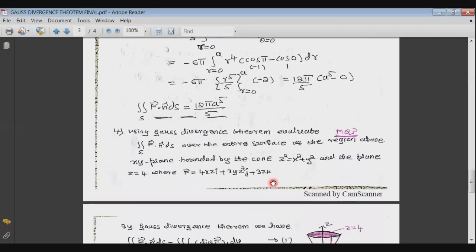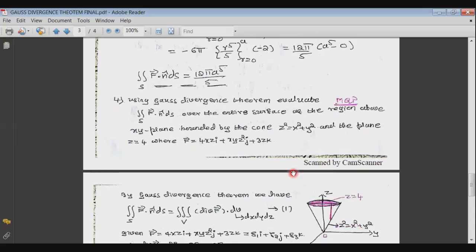And now one more last, which is there in the model question paper also. The question goes like this: using Gauss divergence theorem, evaluate double integration over S of f bar dot n cap dS over the entire surface of the region above the xy plane bounded by the cone z square equal to x square plus y square and the plane z equals 4, where f bar is given by 4xz into i plus xyz square into j plus 3zx.